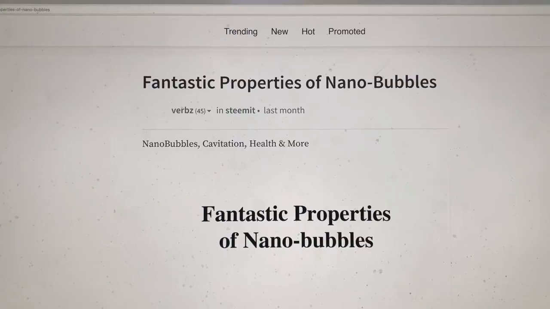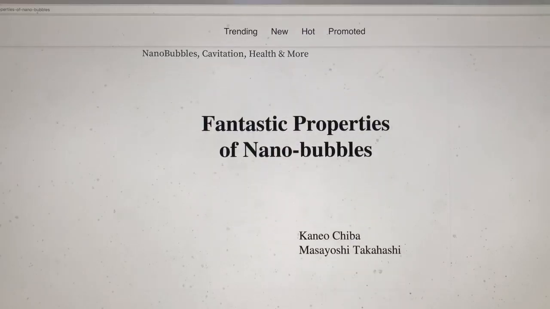I wanted to briefly run through this article I put together on Steemit called The Fantastic Properties of Nanobubbles. Originally, this first section was put together by Kaneo Chiba and Masayoshi Takahashi.